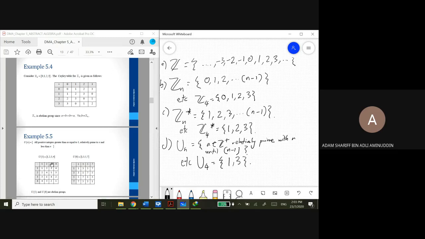Let's look at the example of U5 here on the left. 1 is relatively prime with 5. 2 is relatively prime with 5 because the GCD is 1. 3 also, the GCD is 1. 4 and 5, the GCD is 1. And U8: 1, 3, 5, 7, all the integers inside this given U8 are relatively prime with 8. This is the fundamental. I recall back, Zn: 0 until n minus 1. Zn star: starting with 1, excluding 0, up until n minus 1. For Un: positive integers which are relatively prime with n, up until n minus 1.